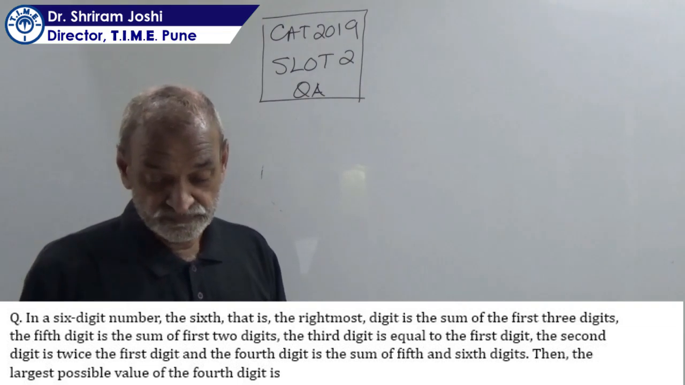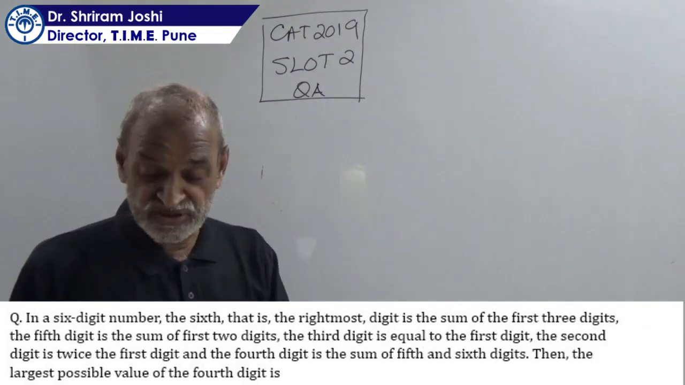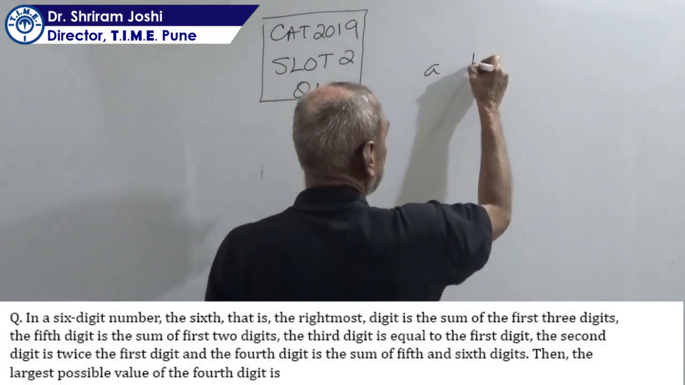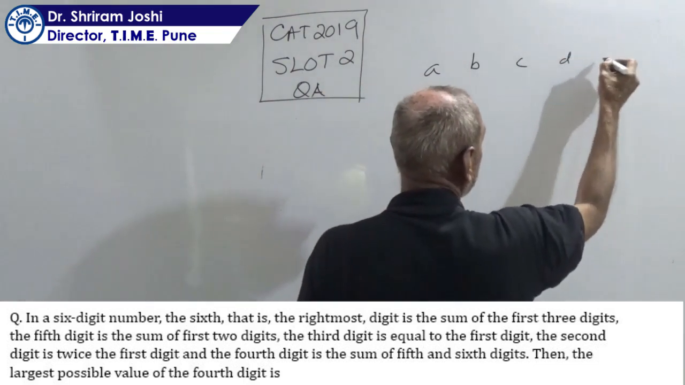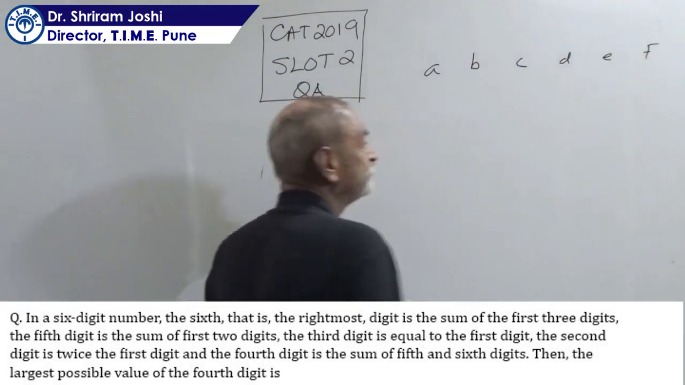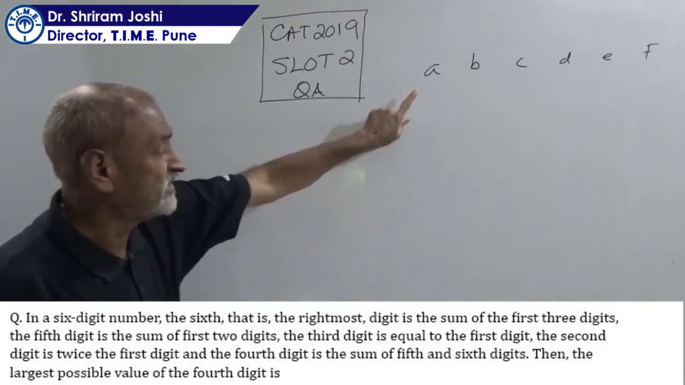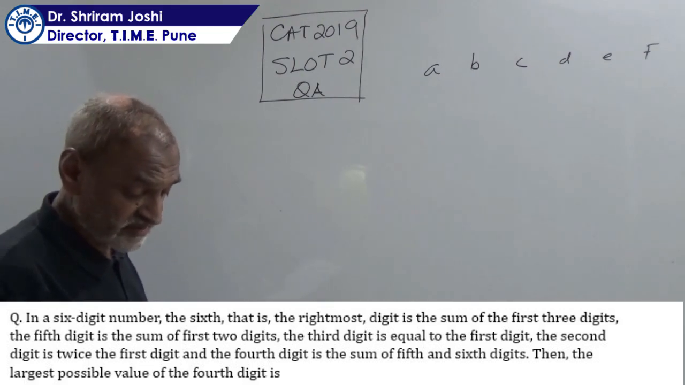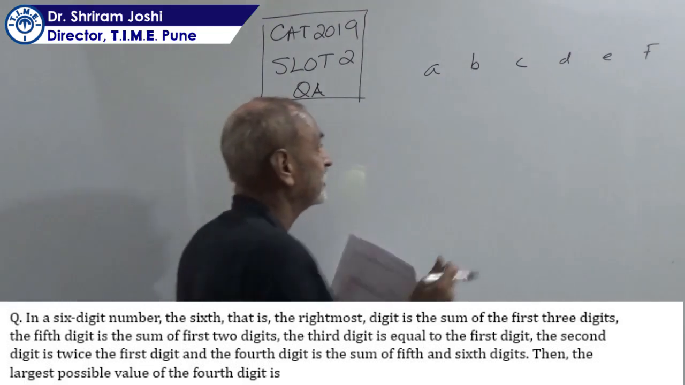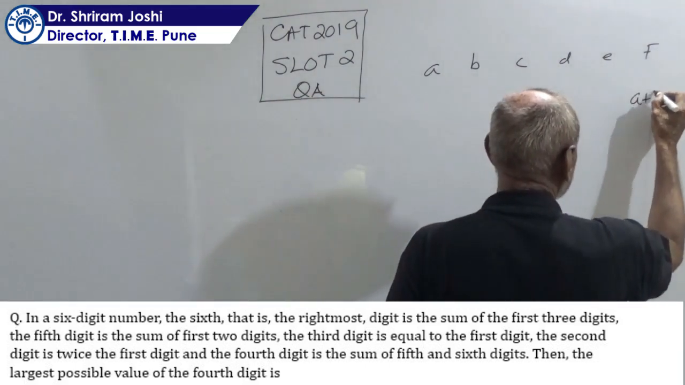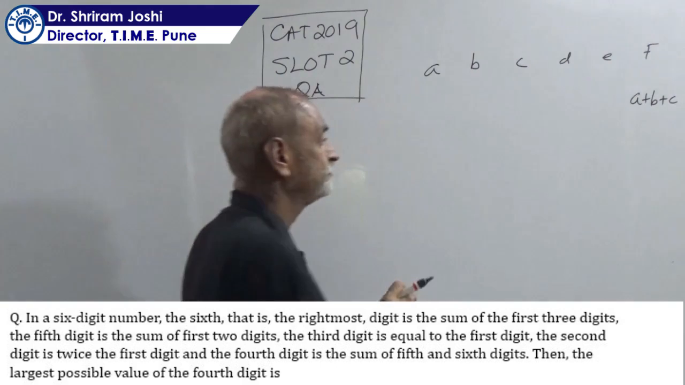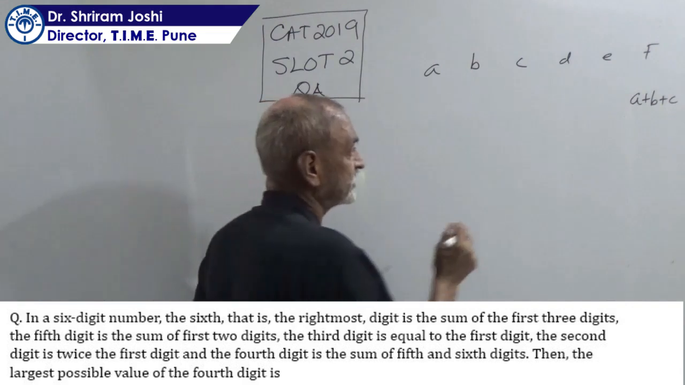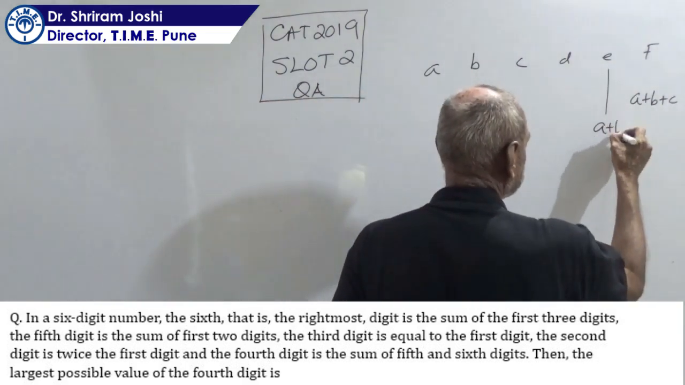A 6-digit number. The rightmost digit is the sum of the first 3 digits. So let's write it down. A, B, C, D, E, F. This is a 6-digit number. That means A has to be at least 1. They're saying the rightmost digit is the sum of the first 3 digits. So this F is nothing but A plus B plus C. That's the first statement. The 5th digit is the sum of the first 2 digits. So E is A plus B.